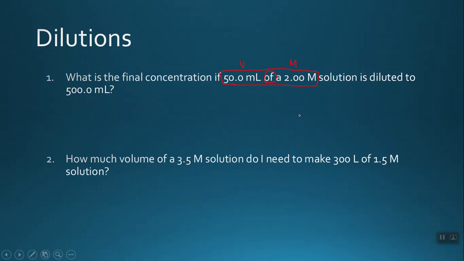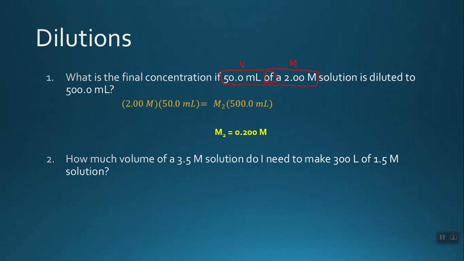So when you set it up, you write it like this. 2 molar, 2.00 M times 50 milliliters is equal to, M2 is what we're trying to find, and we have a final volume of 500 milliliters. So you multiply 50 times 2, and then you divide by 500 to get M2 by itself, and you get a molarity of 0.200 M.